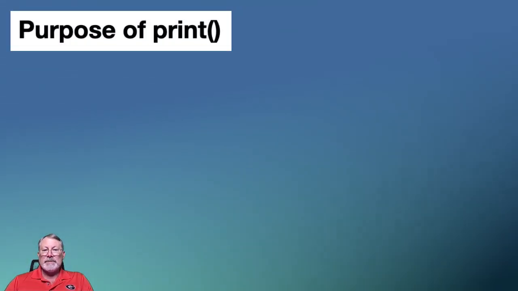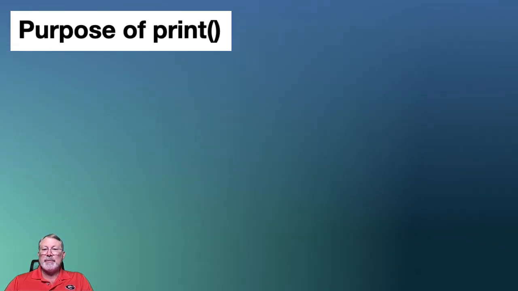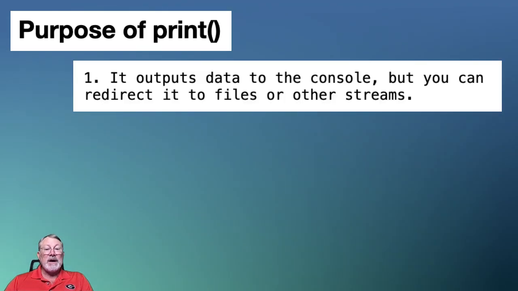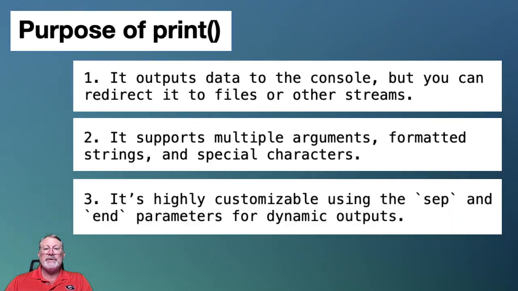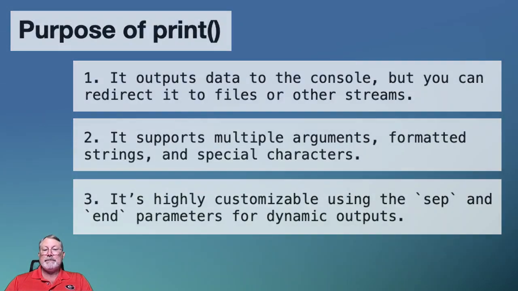Why use print? It's the simplest way to display data or debug your code. Key concepts include: it outputs data to the console, but you can redirect it to files or other streams. It supports multiple arguments, formatted strings, and special characters. And it's highly customizable using the sep and end parameters for dynamic outputs.